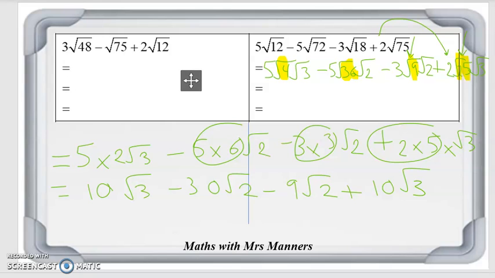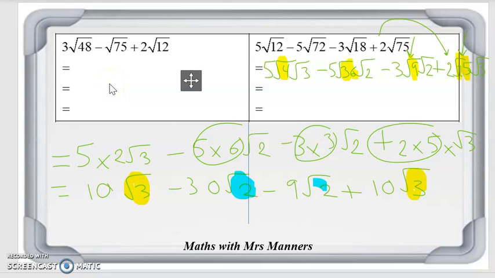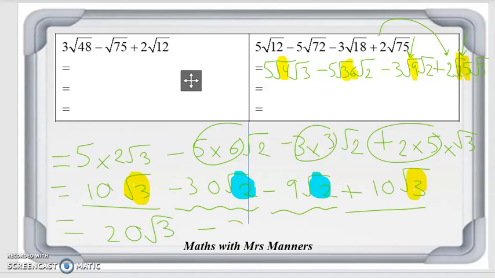I hope you're noticing that we don't have all of them being like surds. So I've got root 3's here, and I've got some root 2's here. Let's collect the like surds. 10 root 3 plus 10 root 3 would be 20 root 3. And minus 30 root 2 minus 9 root 2 is minus 39 root 2. Because these are not like surds, so be really careful, you can see they're not like surds, that means I can't go any further. That is the end of this question.